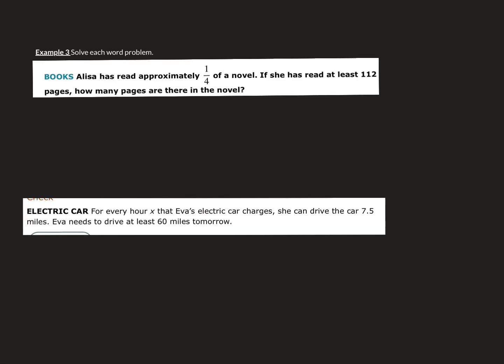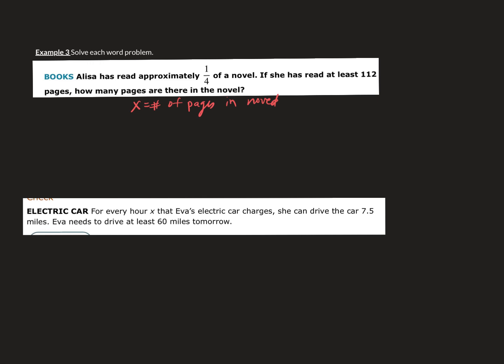Example 3, if you'll please write down those couple sentences for each of those. You can write down the first one about books and then do it, and then write down the one about electric cars. So hopefully you'll pause and then write down the problem. Okay, how many pages are there in the novel? So I'm going to define my variable first. X is the number of pages in the novel.